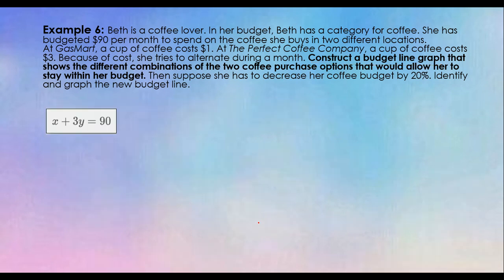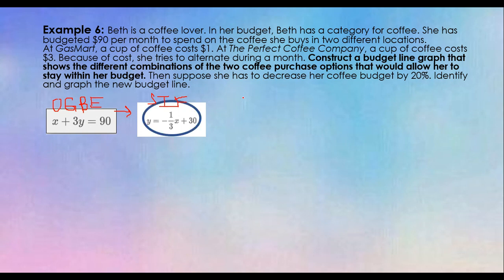I'm keeping this for something specific. This was the original budget equation that we started off with, and we just wrote it in terms of Y. So this was the OGBE, original budget equation. And then we just wrote it in slope intercept form. That's our budget equation that we're working with.